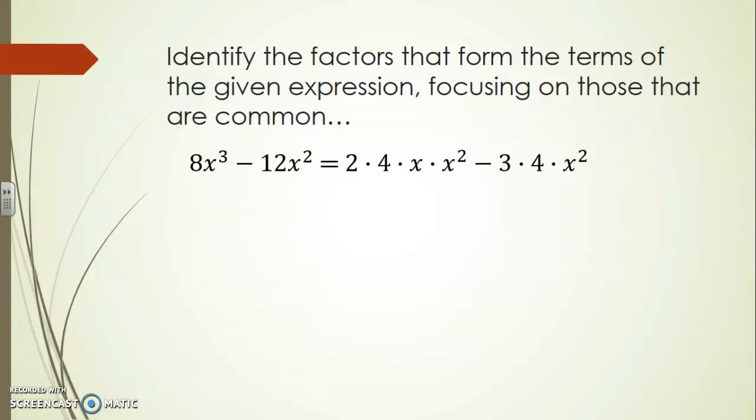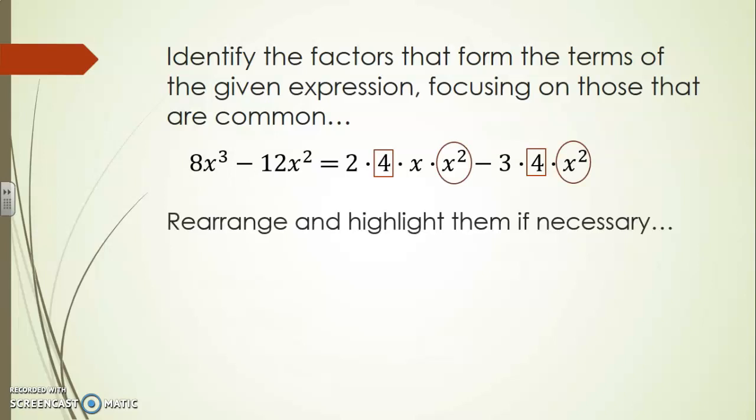8x cubed minus 12x squared can be decomposed individually. I've chosen to rewrite 8x cubed as 2 times 4 times x squared. I've also subdivided 12x squared as 3 times 4 times x squared. Of course, there are other ways to decompose each of these terms. It could have been 2 times 2 times 2 times x times x times x for the 8x cubed. Here I've obviously gone for a format that helps us recognize terms that are most common. So in this case, 4s from each term and x squares from each term.